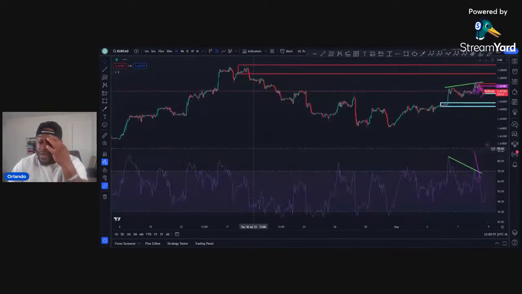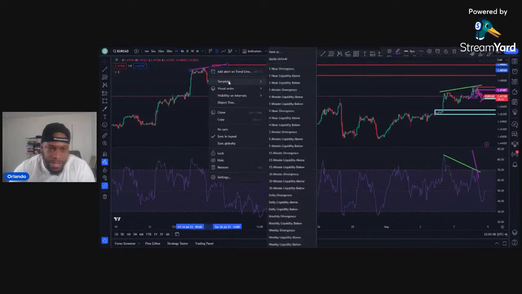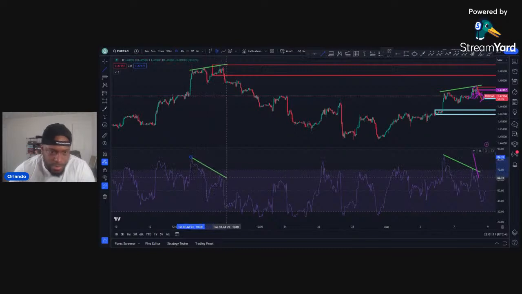So right here, you see how price is slanting upward. If I draw a trend line like this, price is slanting upward. And I have a color coordinated system with my chart. So if I see the color, I know what chart and what time frame I placed it on. So we see how price diverged up here, right?